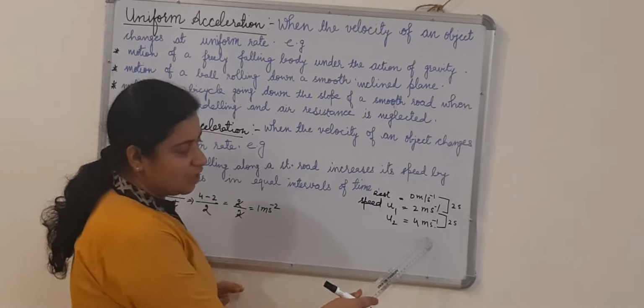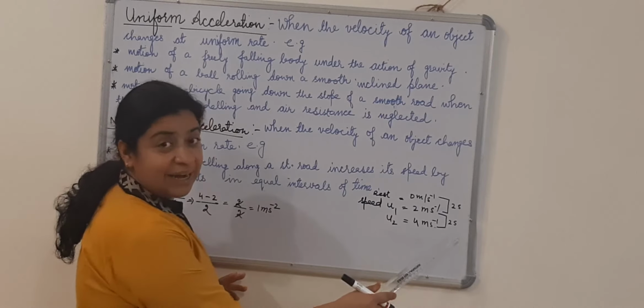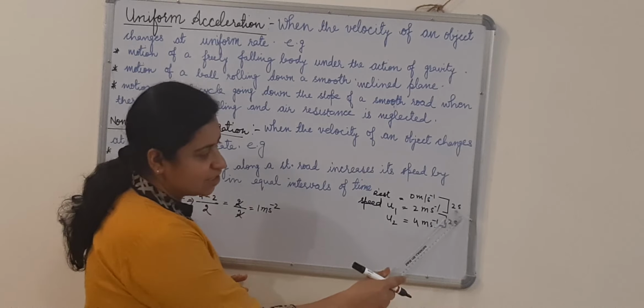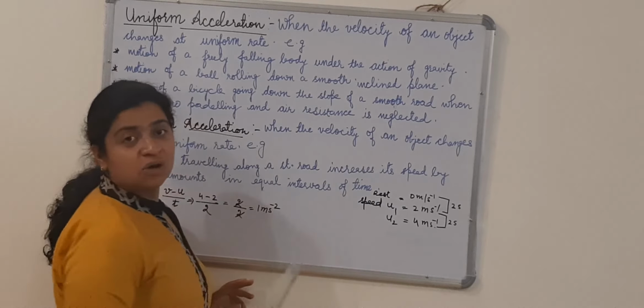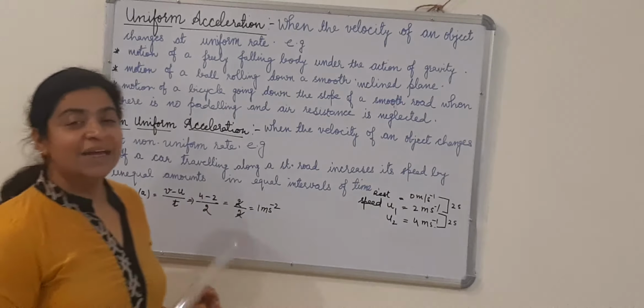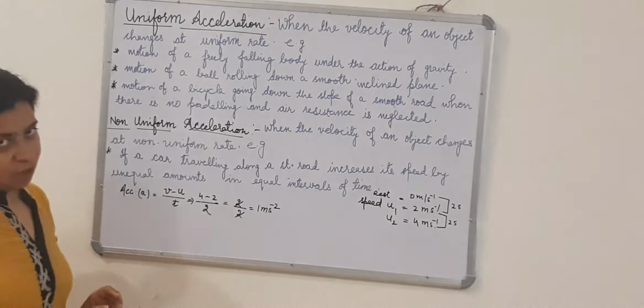In this case, the velocity is changing. But changing at what rate? Rate means time. Every time it is changing by an equal amount in equal intervals of time. So that is why it is known as uniform acceleration. I hope it is clear.